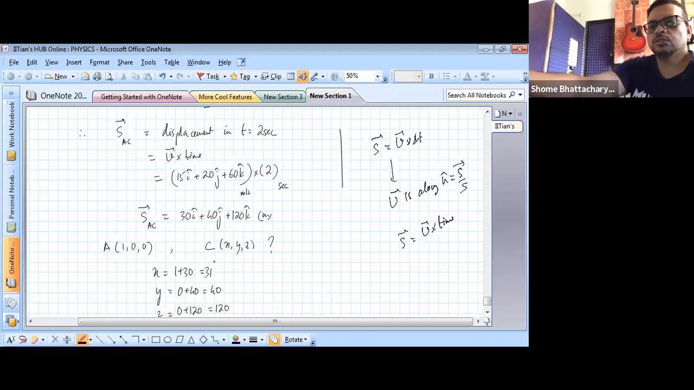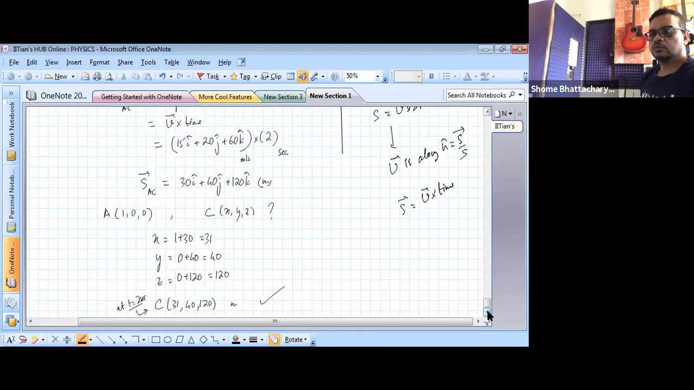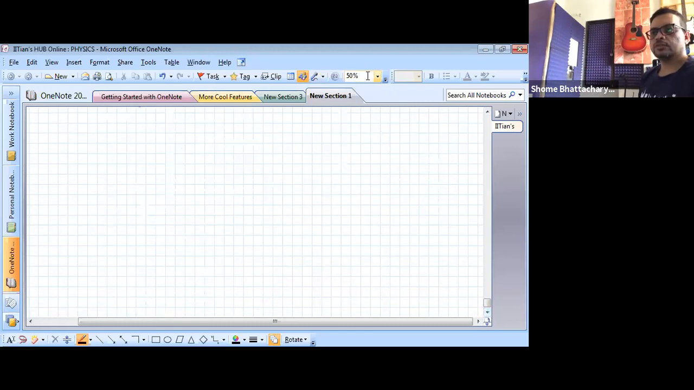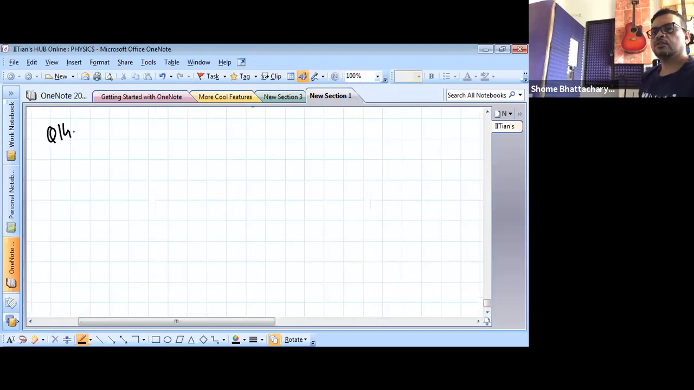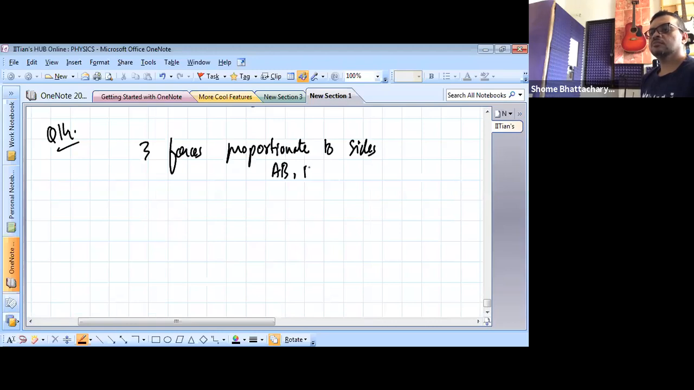Okay, people, so hope this is clear. Now moving on to the 14th question. Quite an easy question. Question 14 is saying that you have three forces proportional to the sides AB, BC and 2 times CA of triangle ABC. So the resultant is to be found.